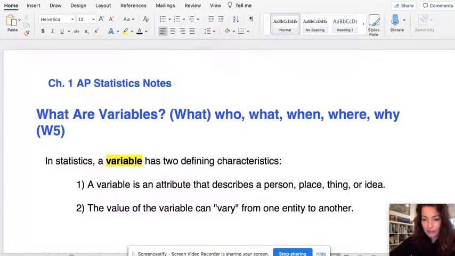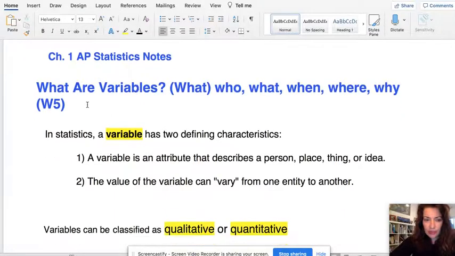Hi, I'm going to cover important concepts for Chapter 1. So if you look at the title for Chapter 1, it says, what are variables? And then we have the what, the who, when, where, and why, so basically known as the W5. Anytime we're looking at variables, what does that mean in statistics? It has two defining characteristics.